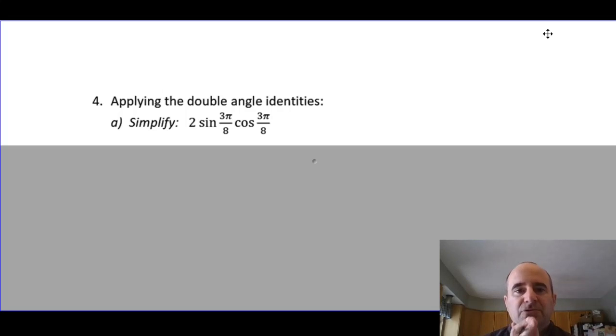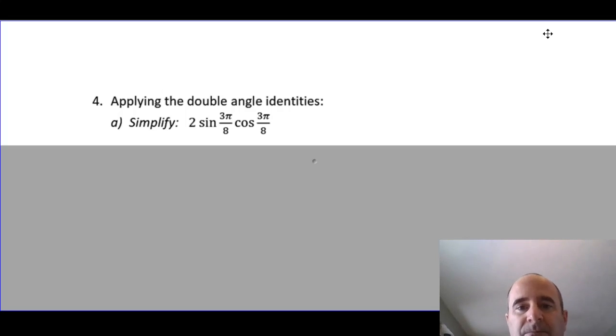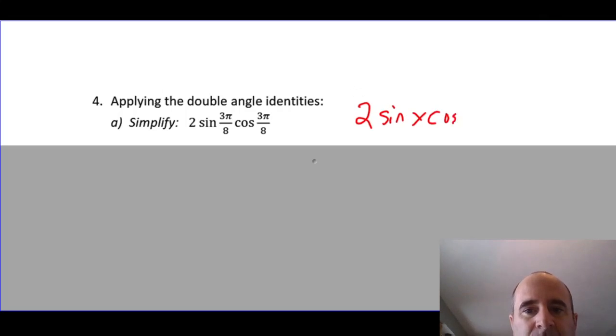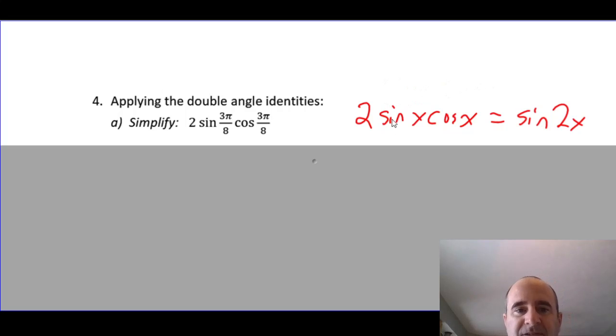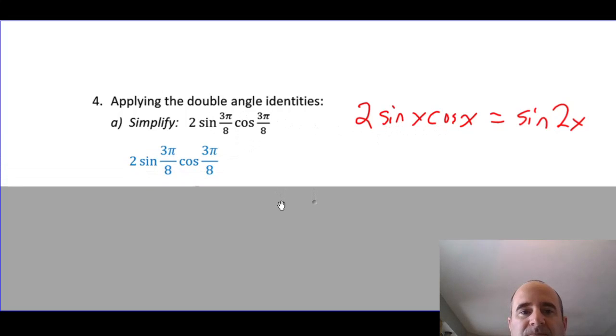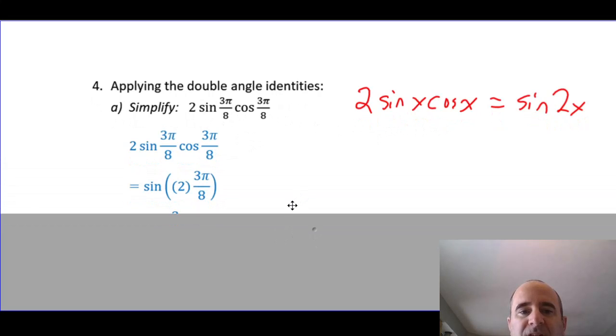So I see this 2 sine 3 pi over 8 times cosine of 3 pi over 8, and I notice what that looks a lot like. Remember that 2 sine x cos x is equal to sine 2x, the double angle formula for sine. I've just used x instead of theta. I could use a or whatever I want, it doesn't matter. So I look at this and I say here my x is 3 pi over 8, and I have the left side of this equation right here, which means I can replace it with the right side of the equation.